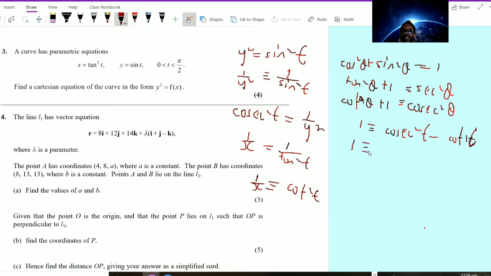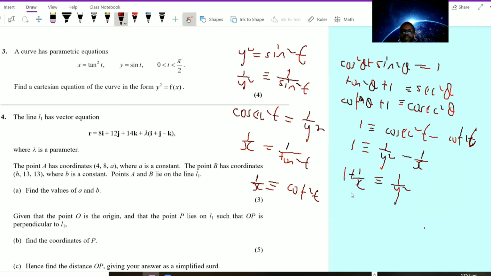So 1 is equivalent to cosec squared. From this, cosec squared is 1 over y squared. So I'm going to have 1 over y squared minus cot squared, which is 1 over x. All right, not bad so far. I need y squared to be the subject of the formula. So I'm going to bring the 1 over x here. So I'm going to have 1 plus 1 over x is equivalent to 1 over y squared.